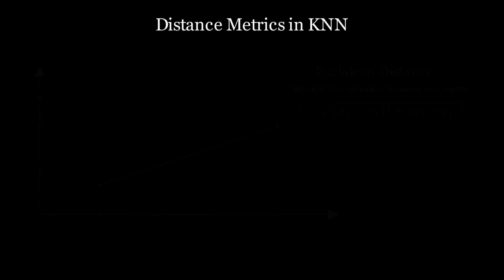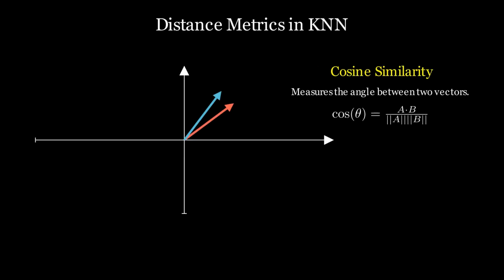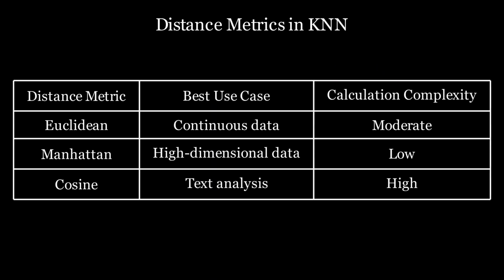There are other distance metrics such as the cosine similarity, which measures the angle between vectors. This is useful for textual analysis. Choosing the appropriate distance metric is vital for KNN's performance, and it's something that you should optimize for your particular use case.